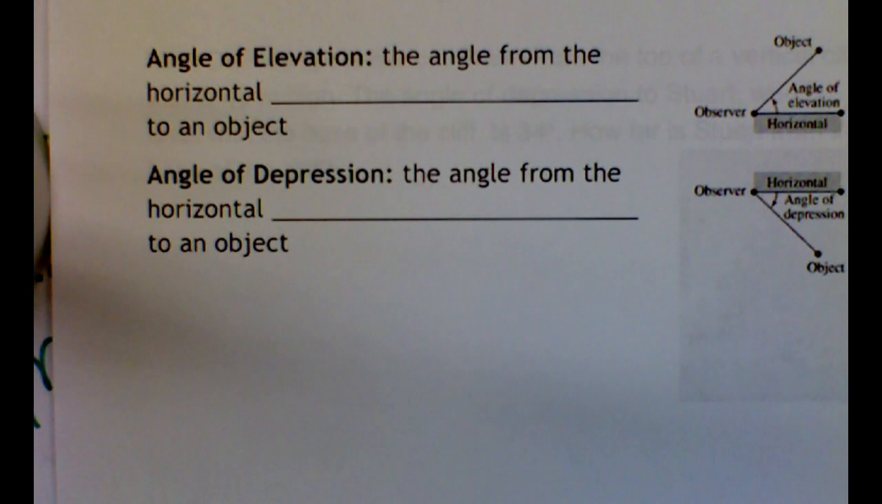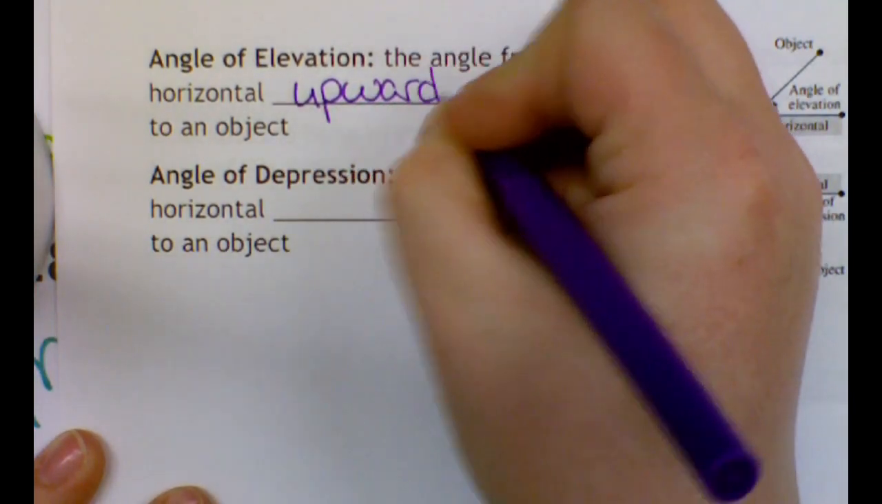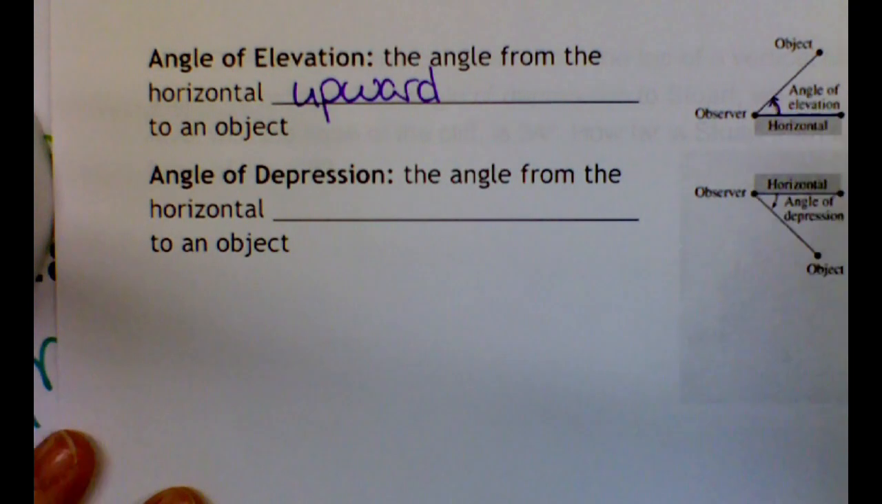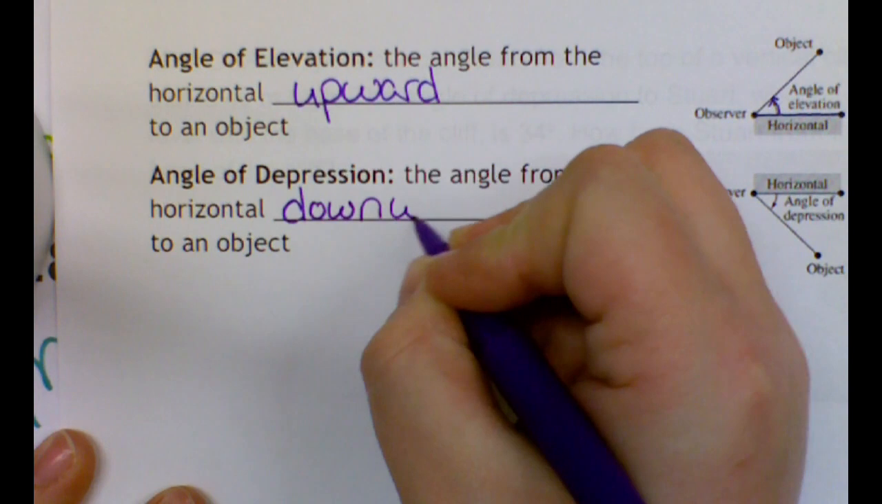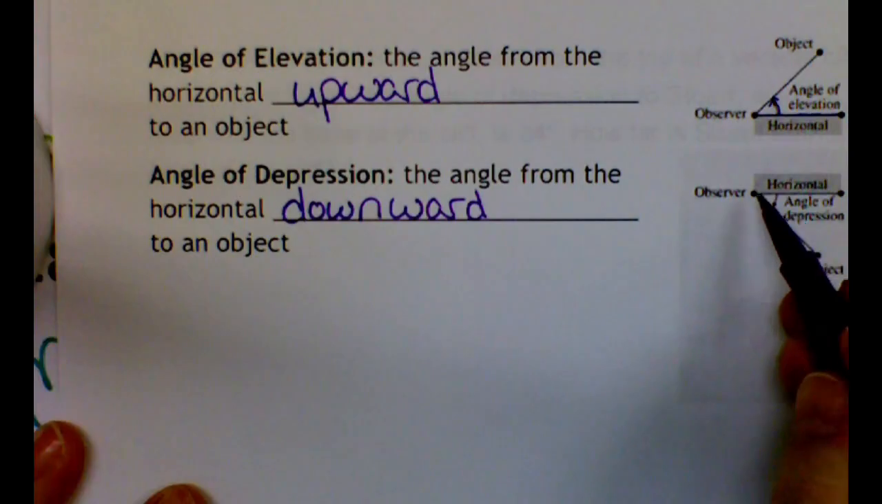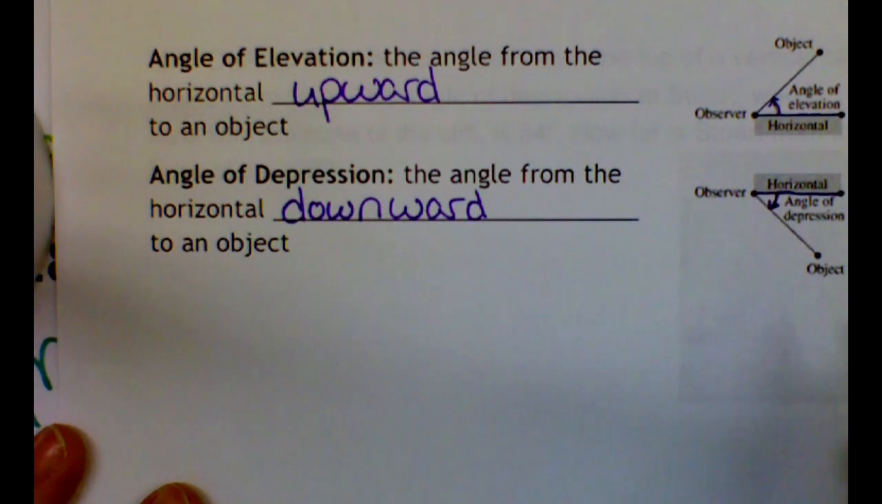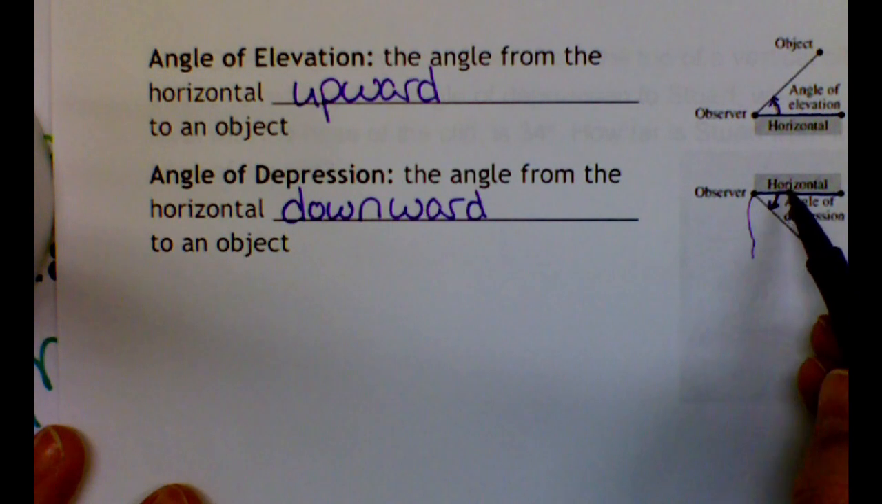Couple vocab words. Angle of elevation. The angle of elevation is the angle from the horizontal upward to an object. So if I'm looking straight out, it's the angle I have to tip my head up to see my object. Angle of depression is the angle from the horizontal downward to an object. This is one that people screw up a lot. From horizontal, you have to tip your head down. A lot of people try to put it here. That's not where it goes. It goes over here.